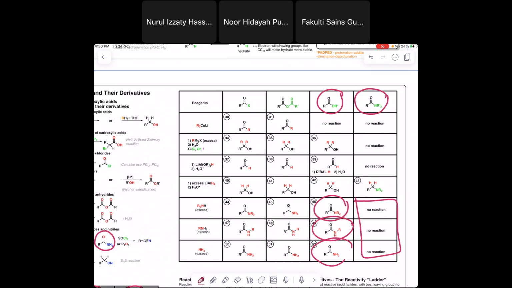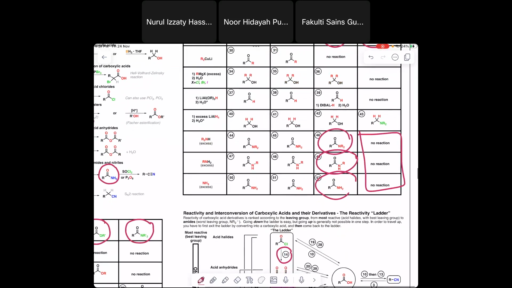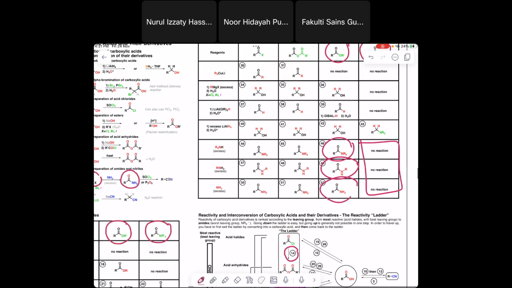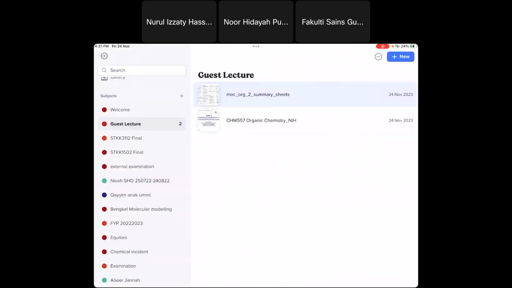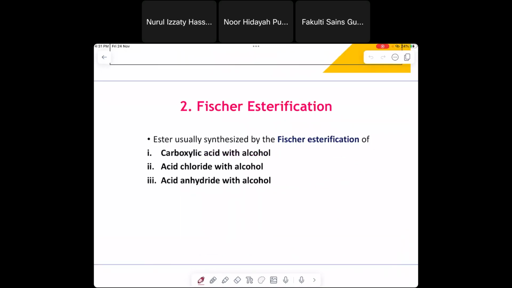So amide are the least reactive derivative of the carboxylic acid. You can see from here kan. Okay, ester saja. So you should assume more reaction are coming from the ester compound. Okay, the first reaction is making an ester lah. It's making an ester. So we go with Fischer esterification.